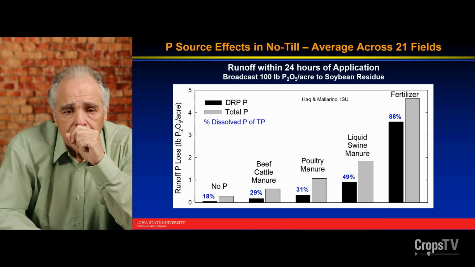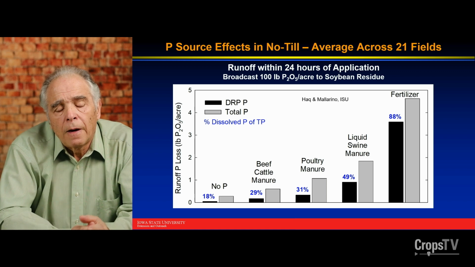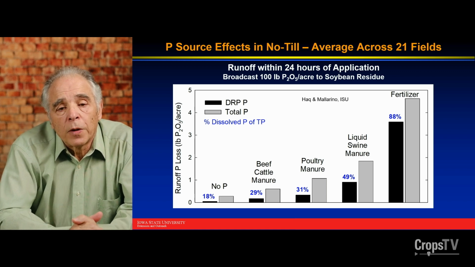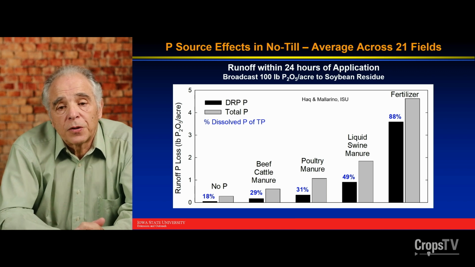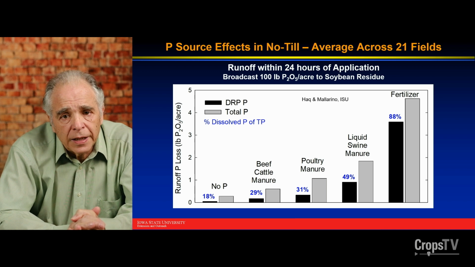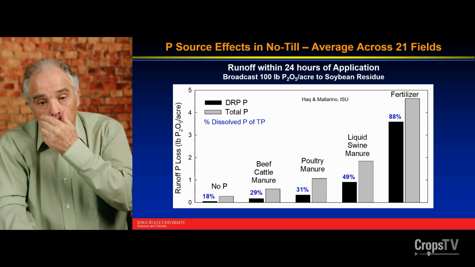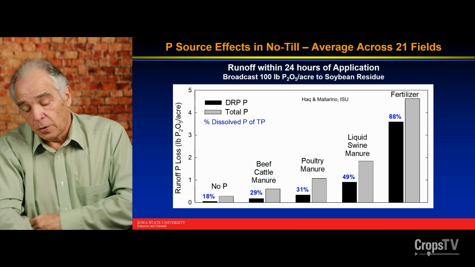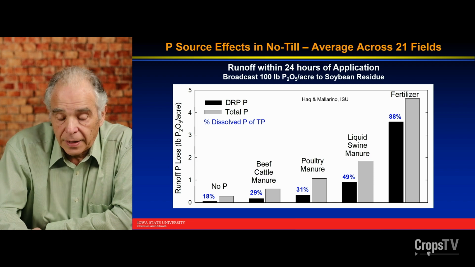And then the other interesting thing is that we see that the dissolved P, those blue numbers, are much lower with the beef and the poultry manure. They're about 30%. In liquid swine manure it is about 50%, but with fertilizer it's much higher. So really, people need to watch when they are going to apply fertilizer or manure that they are not going to get some high-intensity rain in the next couple of days.